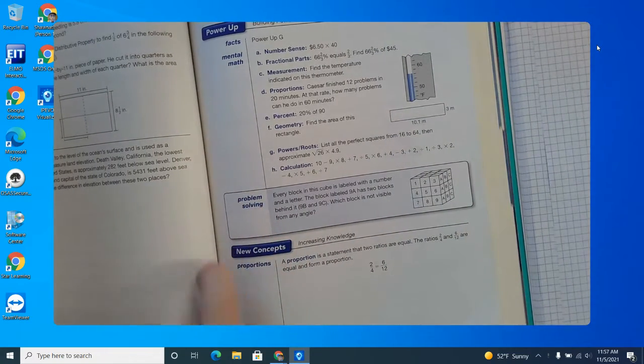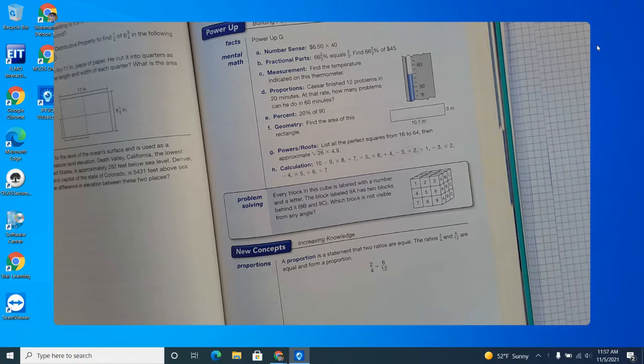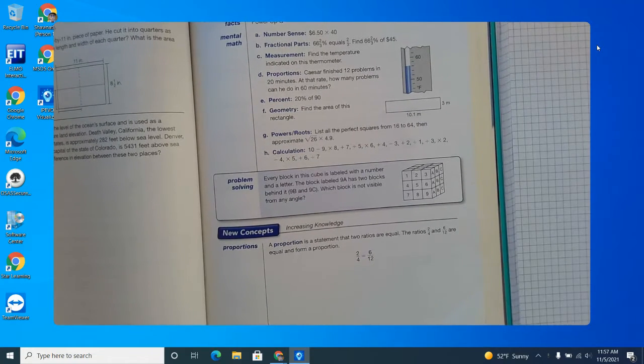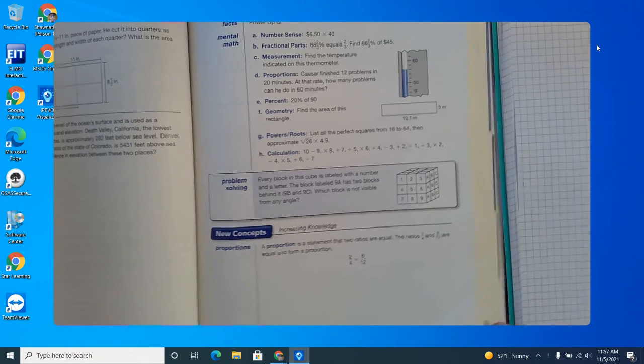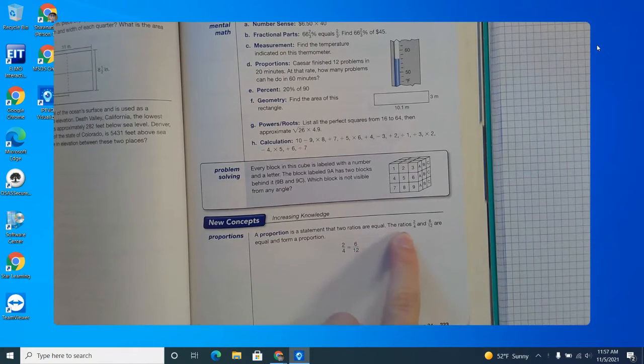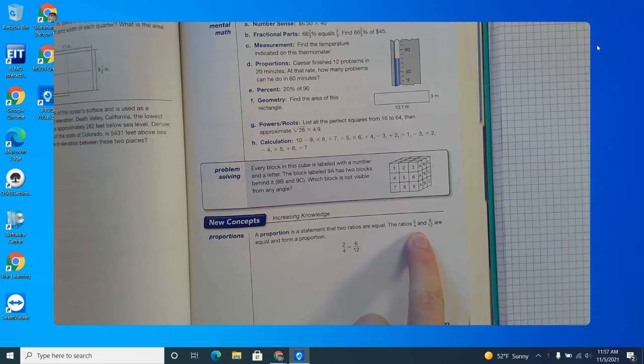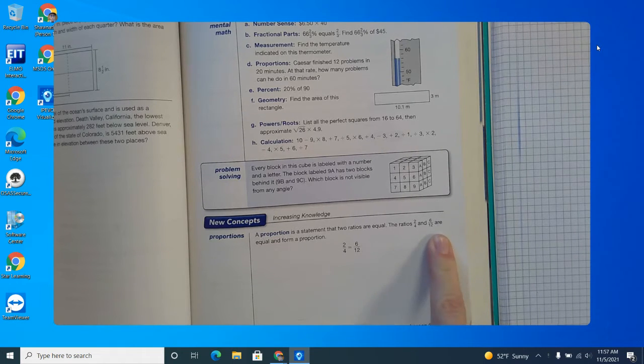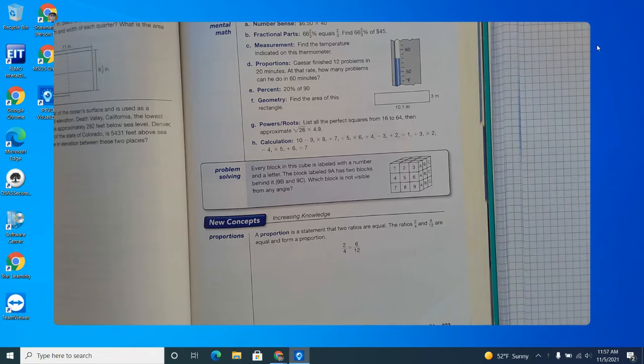Proportions, ratio, word problems. Okay, so we've talked a little bit about proportions. We've definitely talked about word problems. A proportion is a statement that two ratios are equal. The ratios 2/4 and 6/12 are equal in a formal proportion. Okay, they are similar, right?